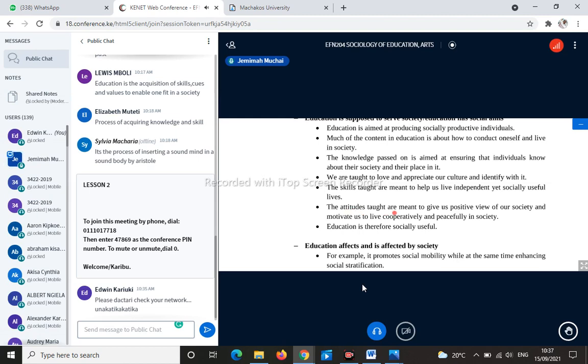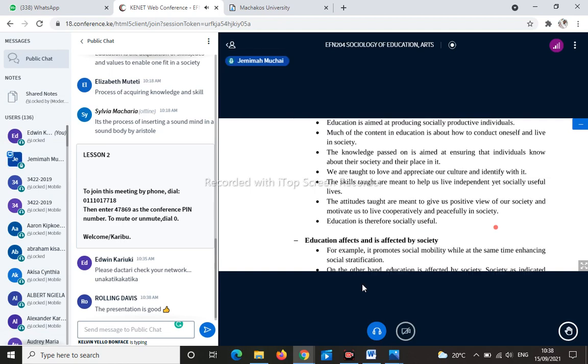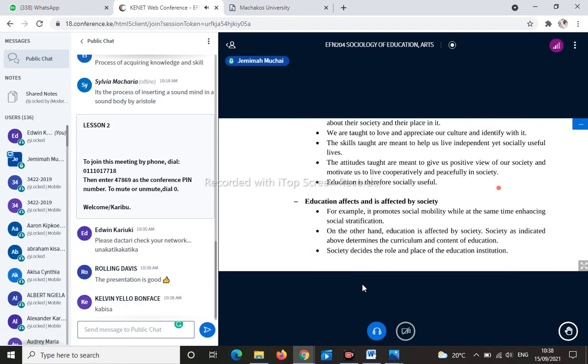So the attitudes taught are meant to give us positive views of our society. Whatever new you have learned about another culture has helped you to have a positive view of that other culture, and you are able now to live harmoniously, cooperatively and peacefully in the society. Another point is that education is therefore socially useful. That means we have looked at all these points, that is 6 points, the aims of education in the society. From that, we can say that education is useful.